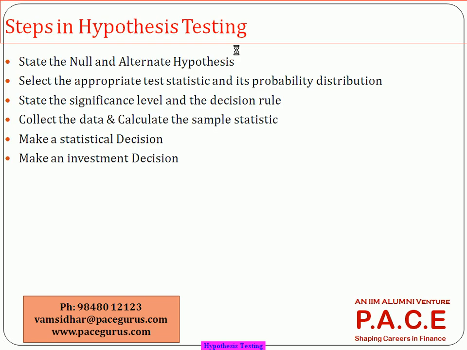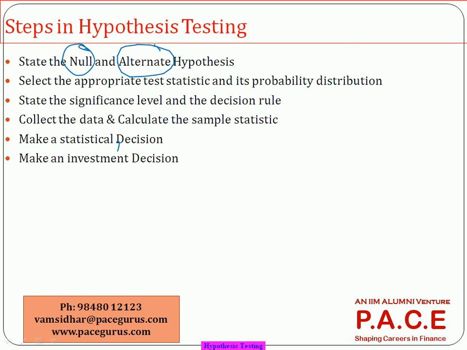Now, what do we mean by hypothesis testing? As I just said, we make one statement. Someone makes some statement. That statement is called a hypothesis. And in that hypothesis, we have two types. One is called the null, the other is called the alternate. What is the difference here?